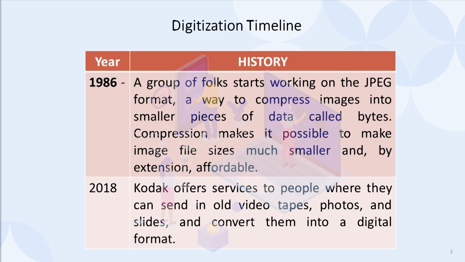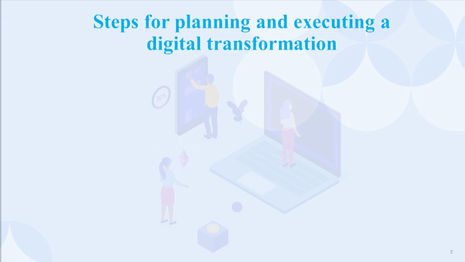So those things have come, and then people started the JPEG format. The JPEG format came from 1986 onwards. In 2018, Kodak offers services to people where they can send in old videotapes, photos and slides and convert them into a digital format. I have taken these listings from the Kodak digitizing.com blog. Steps for planning and executing a digital transformation. What are the steps? I will consider seven steps.